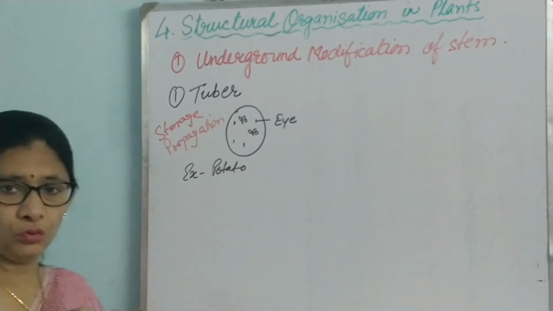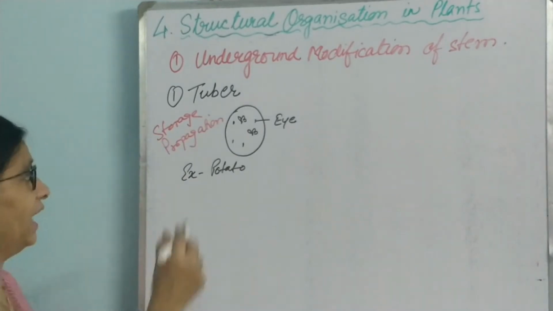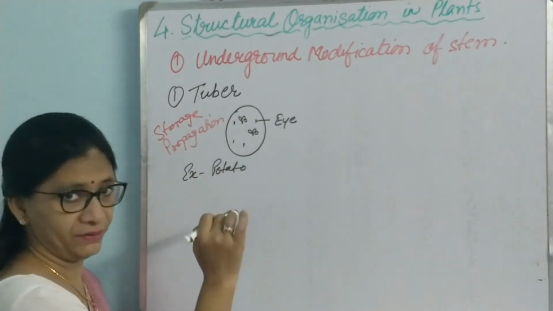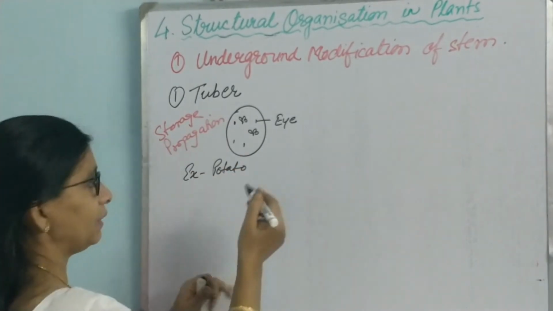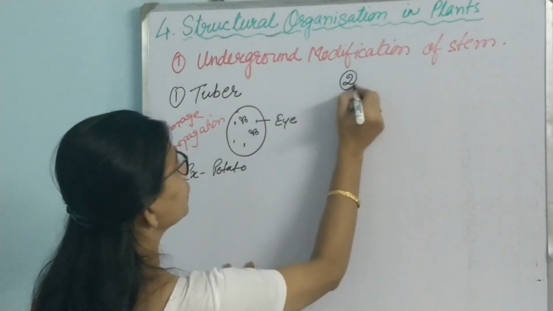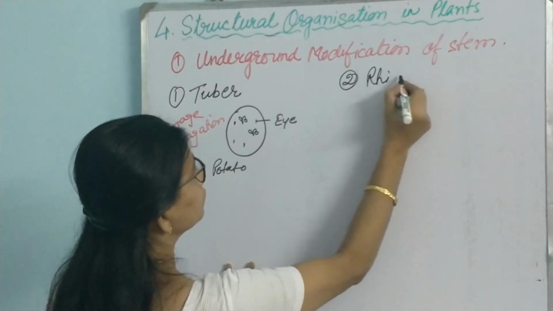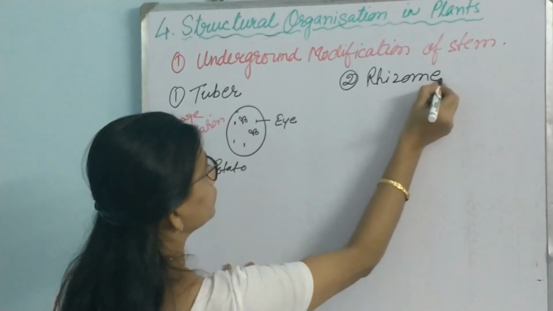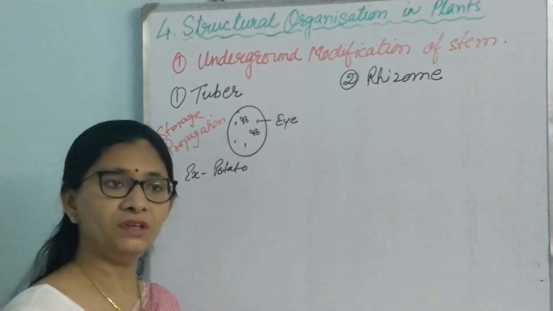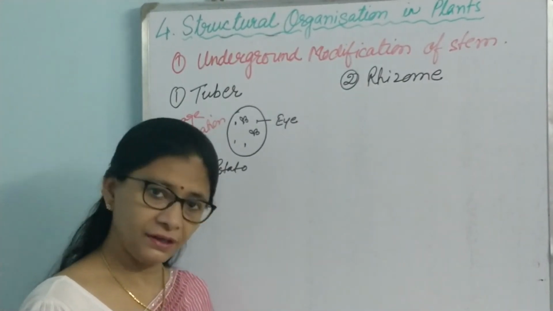And one thing you would notice here, there is no adventitious root. Second type will be rhizome. The common example of which is ginger and turmeric.